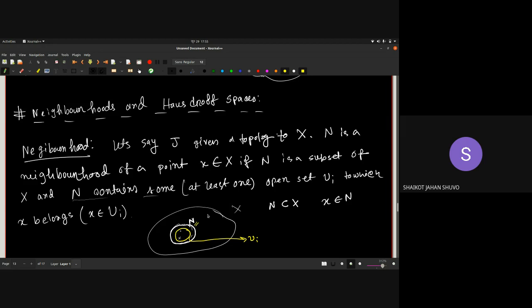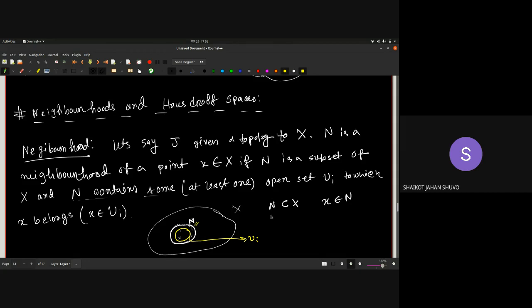If it didn't contain any open set which contained x, your small x set element, then you couldn't call it a neighborhood. Do you understand what I'm trying to say? So N itself is not necessarily an open set. Is N an open set? No, not necessarily. It just needs to contain an open set. That's what the definition tells you. But there can be open neighborhoods. If your N is open, then it's called an open neighborhood.